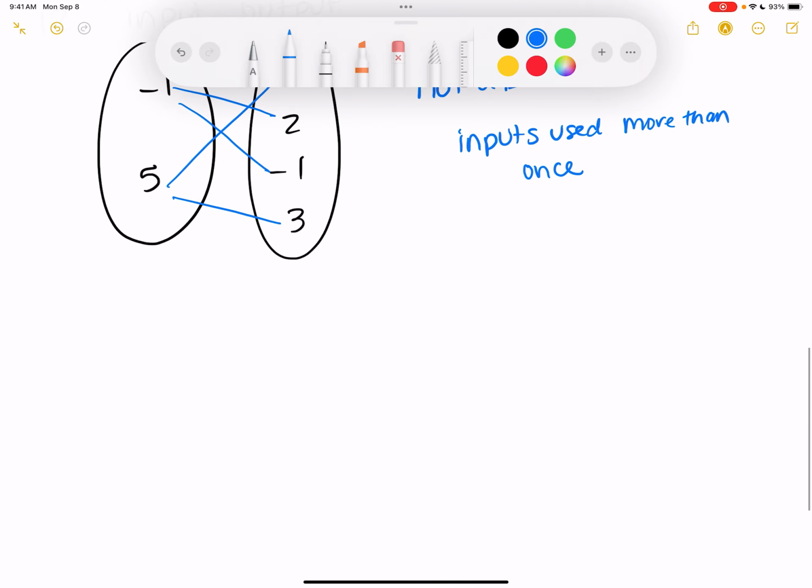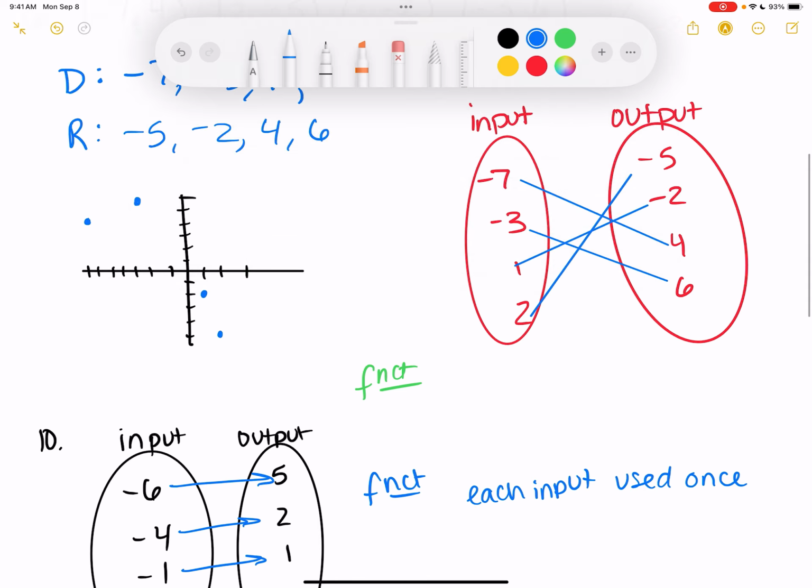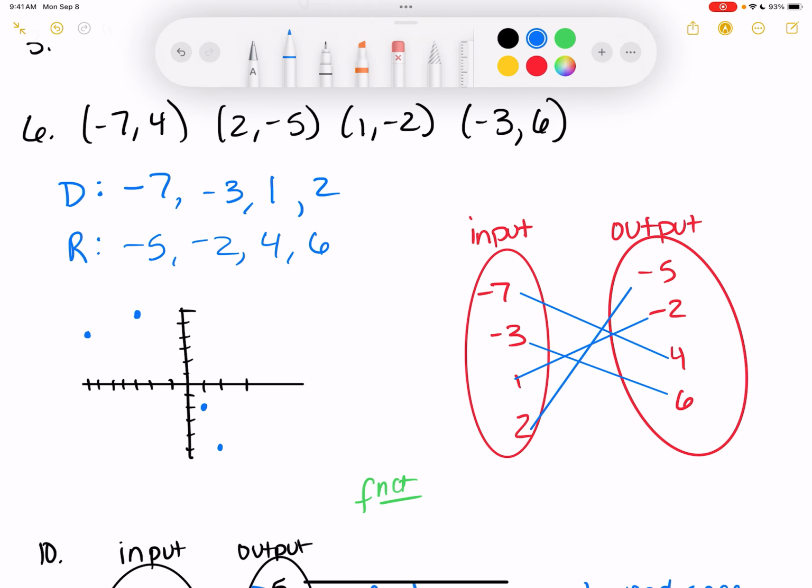Okay, my favorite is probably the mapping diagram because it's just really easy to see. But you can also use a graph and do the vertical line test. As you move your pencil across the graph, if there's only one dot at each spot, then it passes the vertical line test and it's a function. If you had a repeated input value, you would end up with two things as you pass through it, and it would not be a function.